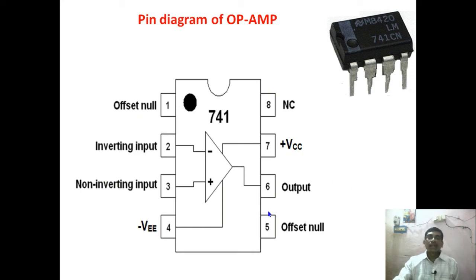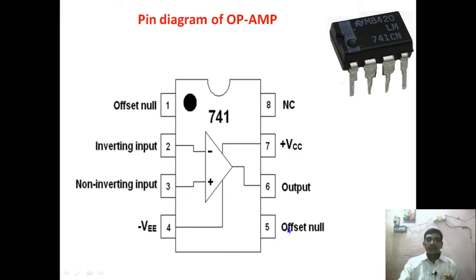And the offset null adjustment pins. So what is the use of this offset null? I will explain. The basic building block inside the operational amplifier is the differential amplifier. If the input for the operational amplifier is 0, then the output must be equal to 0 only. But in some cases we may get some output signal. That output signal is called an error output. So even though the input signal is 0, we will get some output signal. That error voltage can be minimized using the offset null adjustment pins.